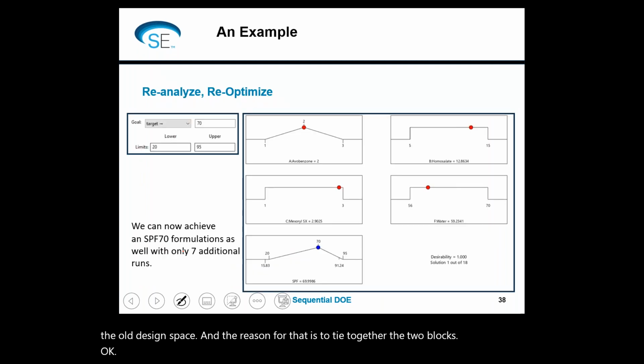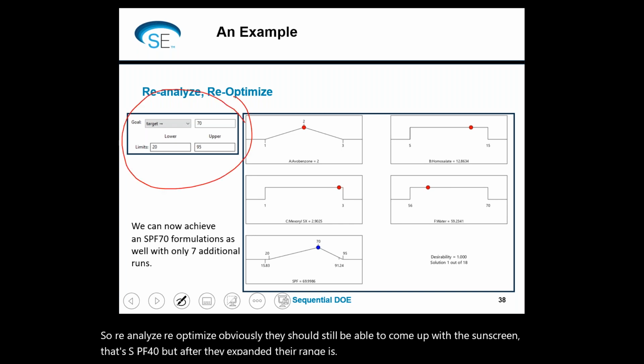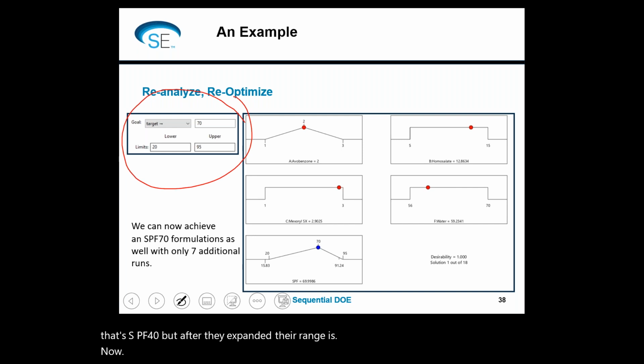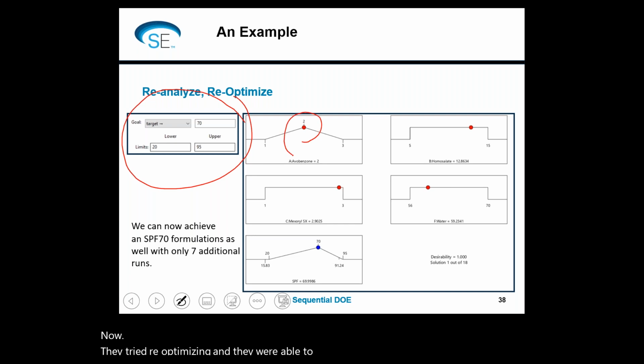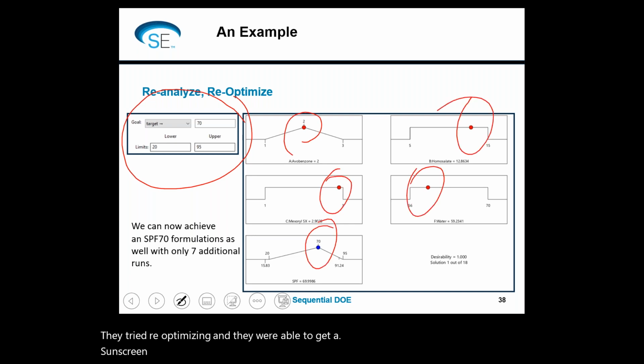So reanalyze, reoptimize. Obviously, they should still be able to come up with a sunscreen that's SPF 40. But after they expanded their ranges, they tried reoptimizing, and they were able to get a sunscreen that's SPF 70 here. And they only did it with an additional 7 runs.